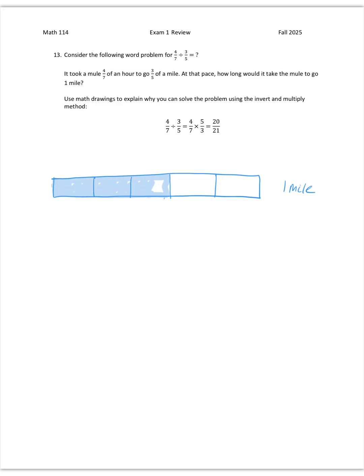So 3/5 of a mile took 4/7 of an hour. Which means, how much did each of these pieces take? So this is 3 pieces, took 4/7 of an hour. So what I need to do is take a third of this. 1/3 of 4/7 is how long each of these pieces takes. So we take 4/7 and we take 1/3 of it. Okay, and that would come out to 4/21.